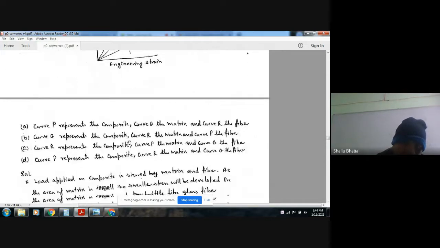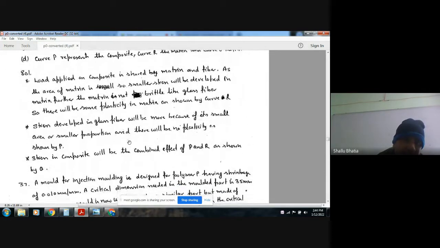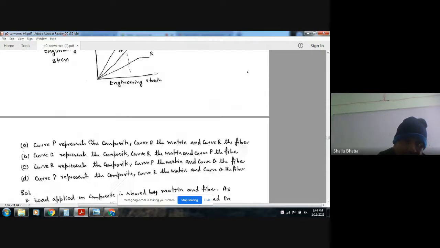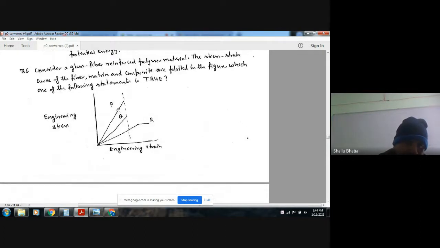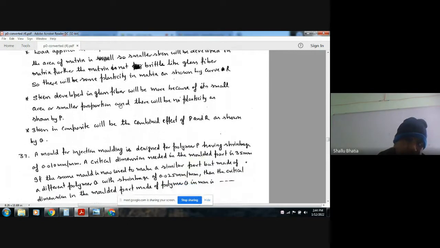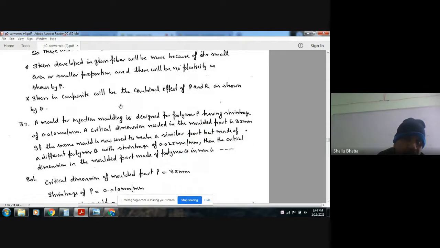Now the stress built up in the glass fiber will be more because of its small area. The area is small for the fiber, and there will be no plasticity, as shown by P. Here there is some plasticity, but here there is none, so this is the fiber. And finally the stress in the composite will be the combined effect of P and R, which is shown by Q. Next.